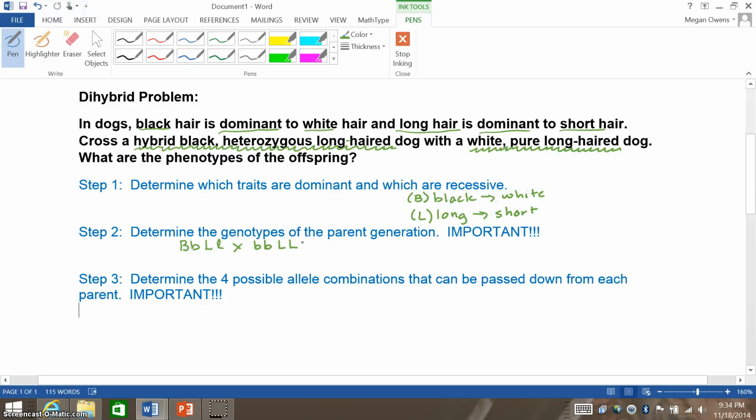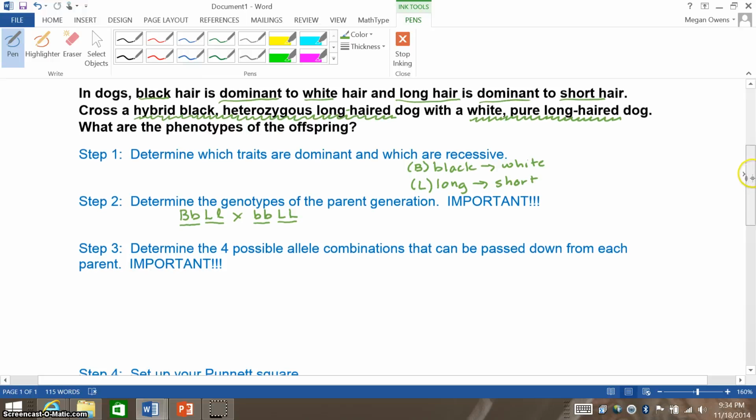Like I mentioned before, this is a very important step. You need to double and triple check it, because if you get this step wrong, you're going to do all the work, put all that time and effort in, but you're going to get the wrong answer. So I go back and double check. Hybrid black, I put big B, little b, I know that's correct. Heterozygous long hair, I put big L, little l, I know that's correct. I look at the second parent and I see that it has a white coat color, and I know to be white it's the recessive trait, so I had to use two little b's, so that's correct. And then pure long hair would be represented by two big L's, and I know that's correct. So now I'm ready to move on.